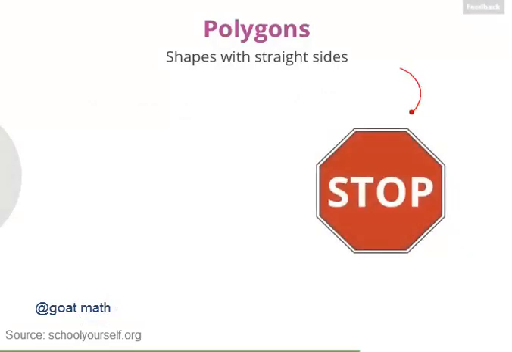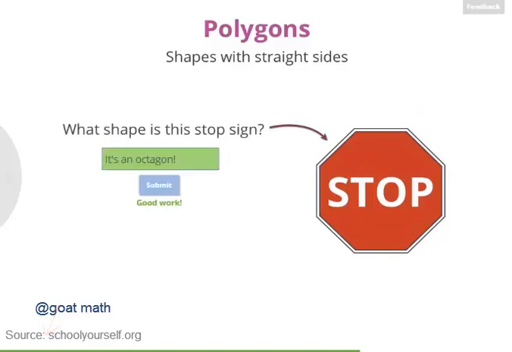For now, take a look at this stop sign over here. Do you remember what kind of polygon this is? If not, feel free to ask for a hint. Right, this has 8 sides, so it's an octagon.